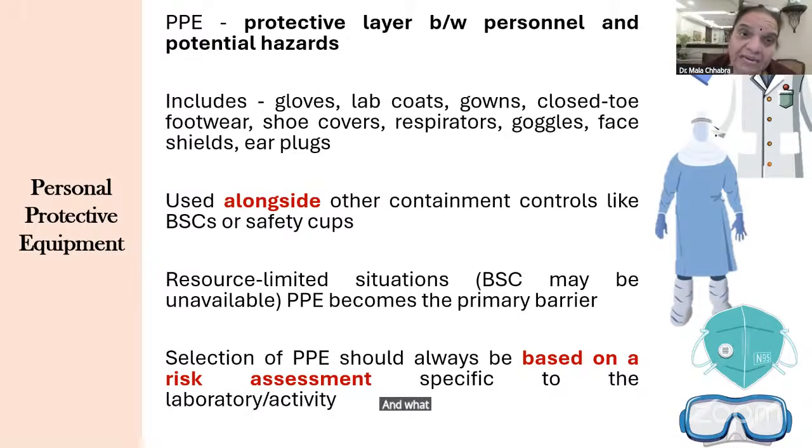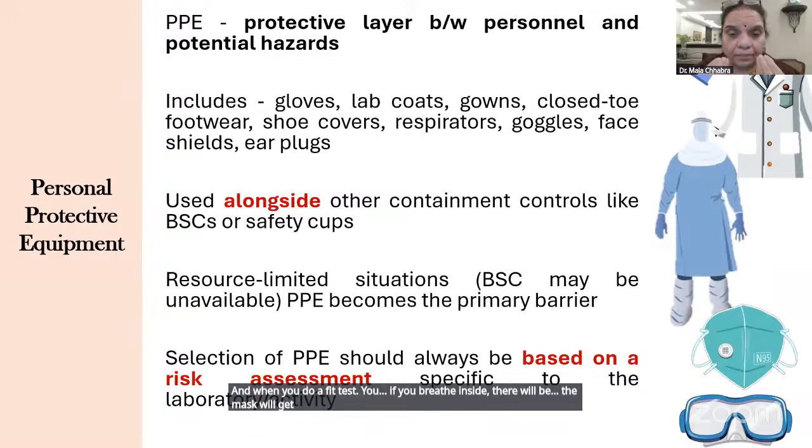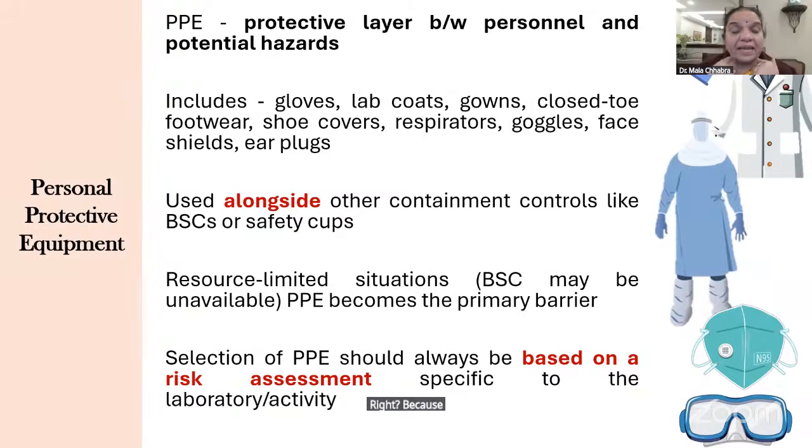And what is the N95 mask? So the N95 mask is shown here. It has an efficiency of 95% of filtration, right? And it is sealed, so it fits your face properly. And when you do a fit test, if you breathe inside, the mask will get sucked in, right? Because you are breathing filtered air. So you have filters in it. So that is the difference between the surgical mask and the N95 mask.